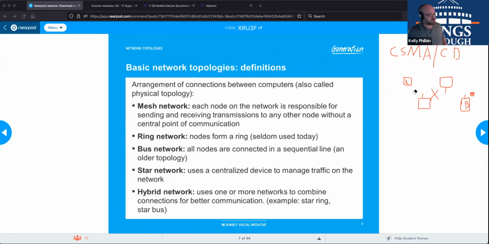So that is the ring. Any questions on the ring? Or bus, sorry, bus. That is the bus.